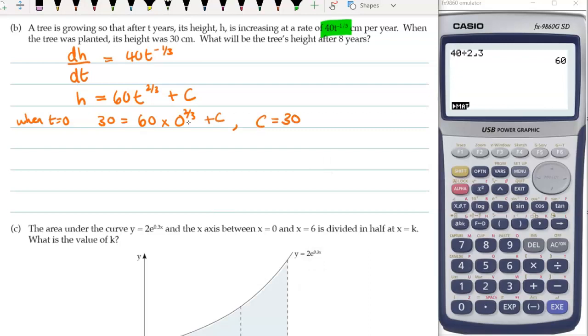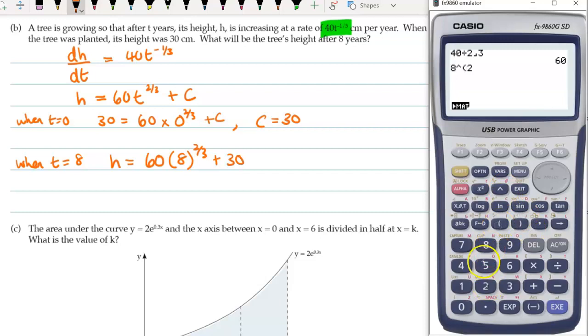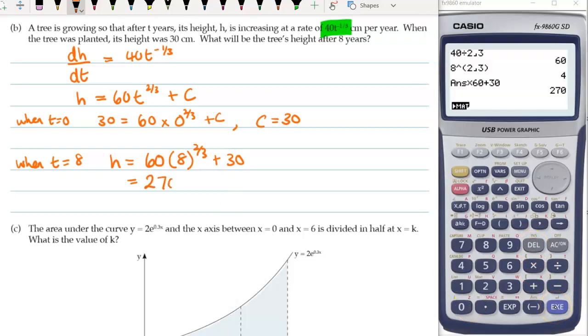What will the tree's height be at 8 years? So when t is 8, h is equal to 60 times 8 to the 2/3 plus 30. Okay, 8 to the power of 2/3 is 4, times 60 plus 30 is 270 centimetres.